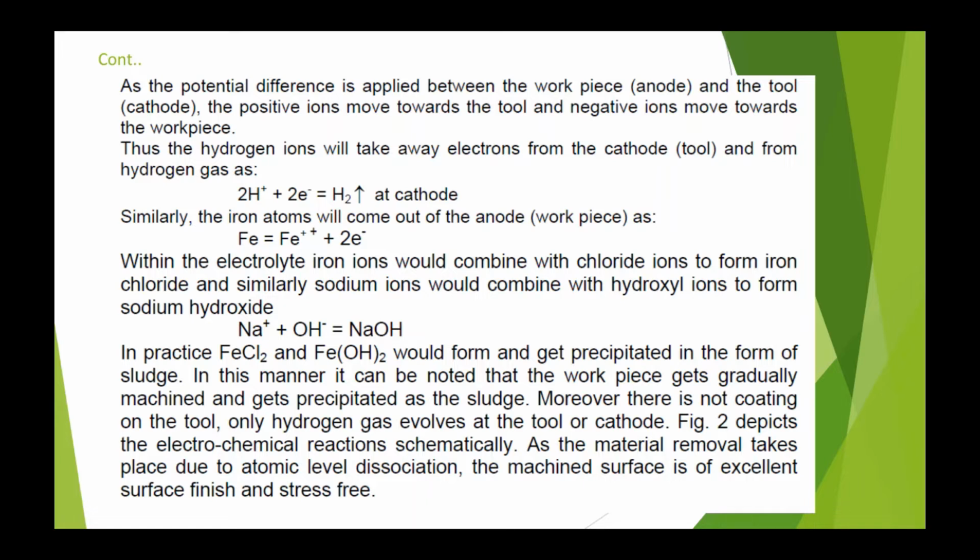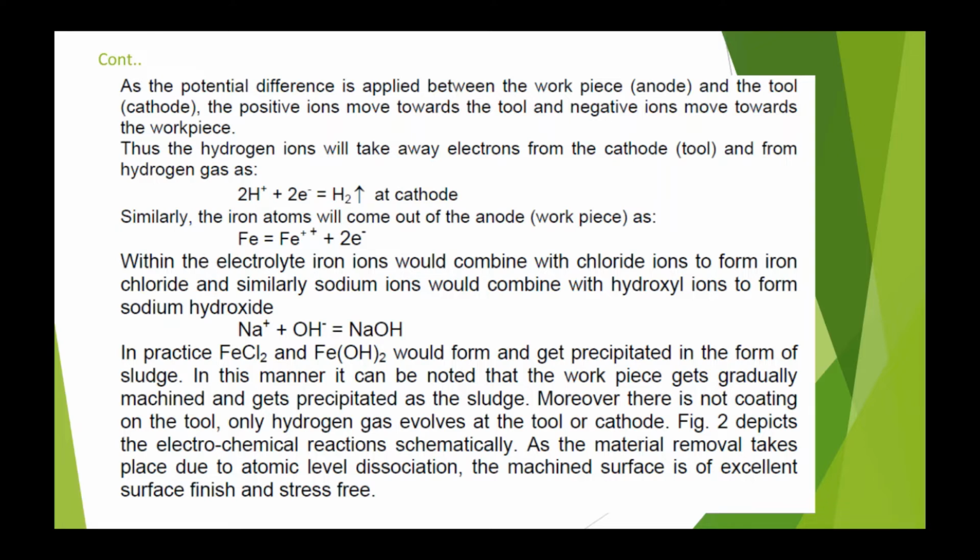So here I have shown the reaction. Similarly, the iron atoms will come out from the anode, that is the workpiece, and give Fe2+ plus 2 electrons. Within the electrolyte, iron ions would combine with the chloride ions to form iron chloride, and similarly sodium ions would combine with hydroxide ions to form sodium hydroxide. Na+ plus OH- will give NaOH.